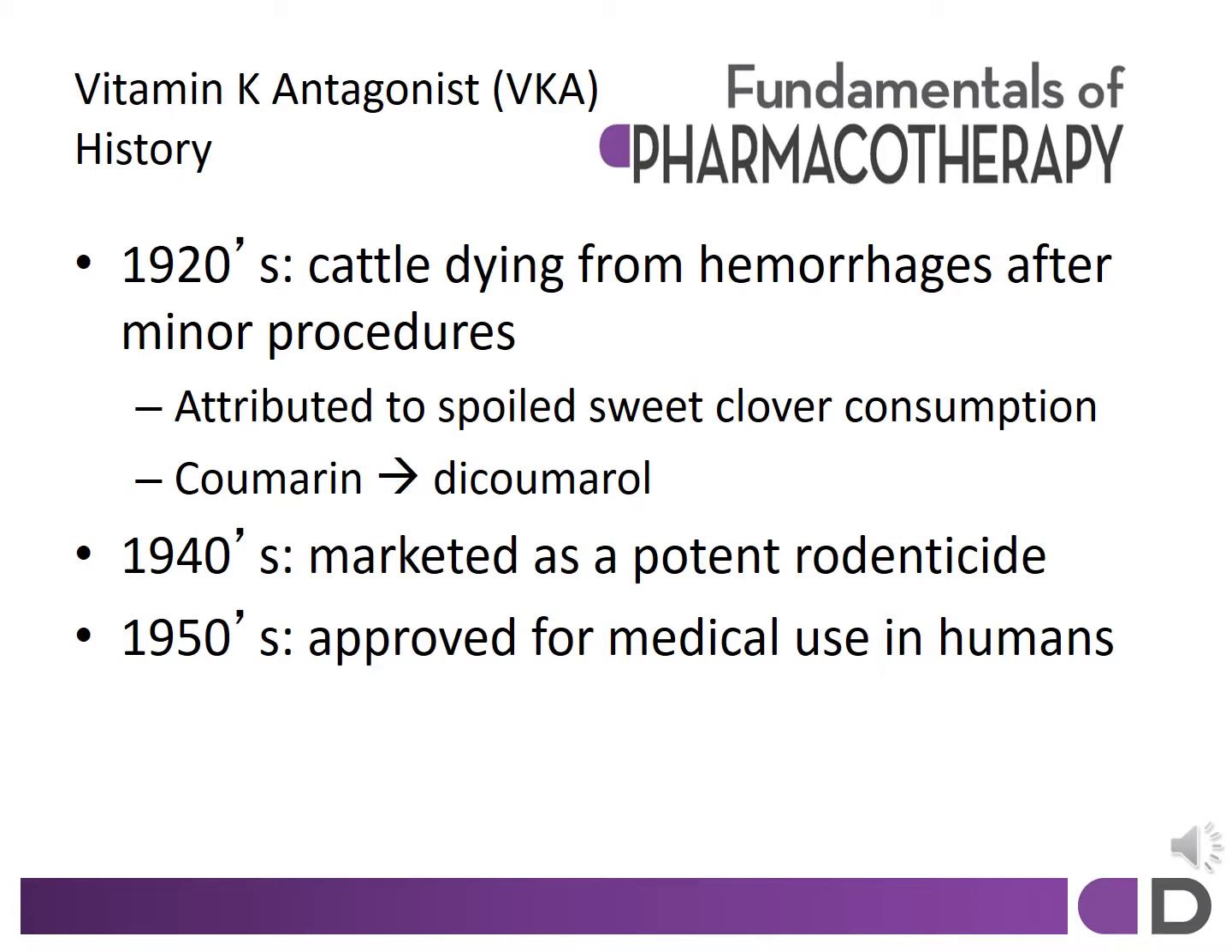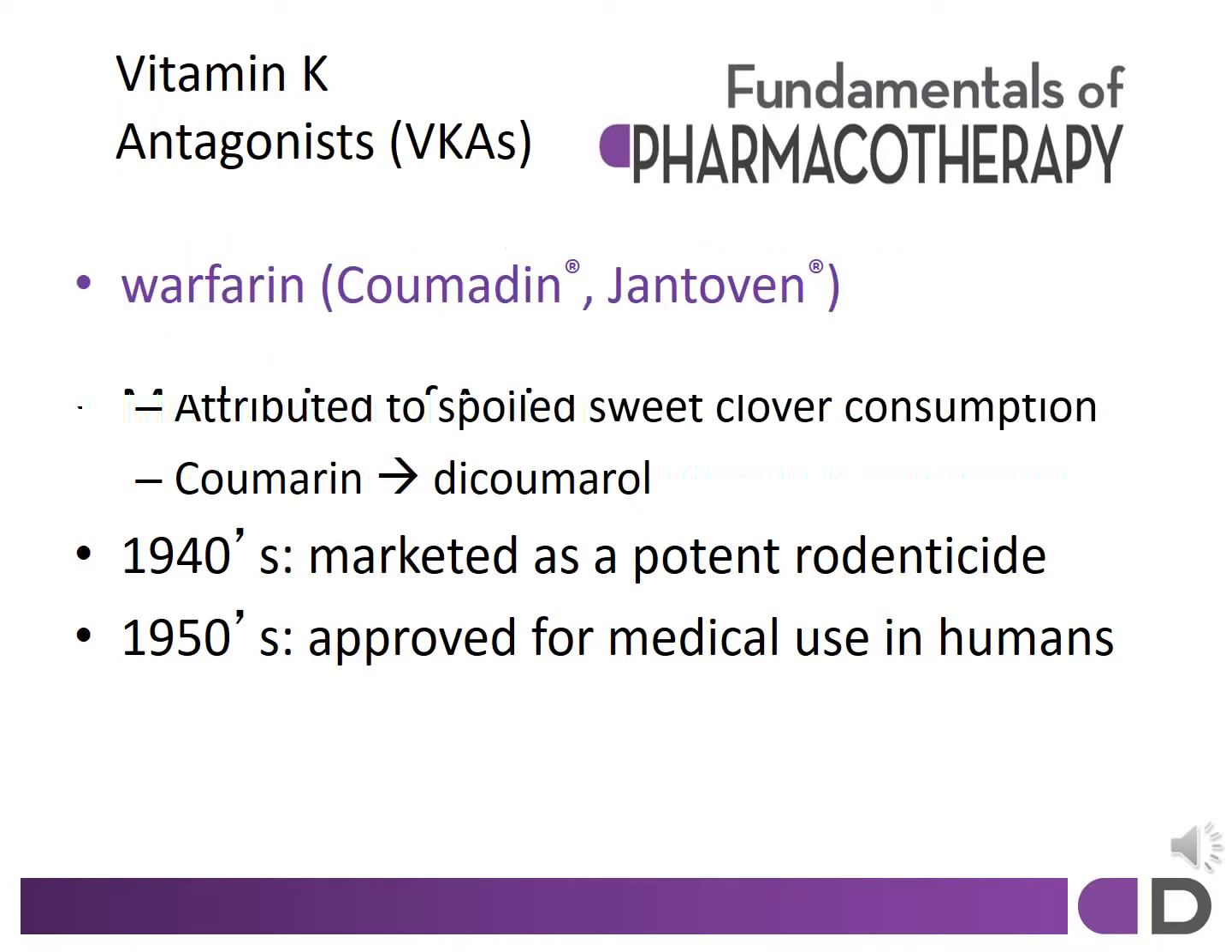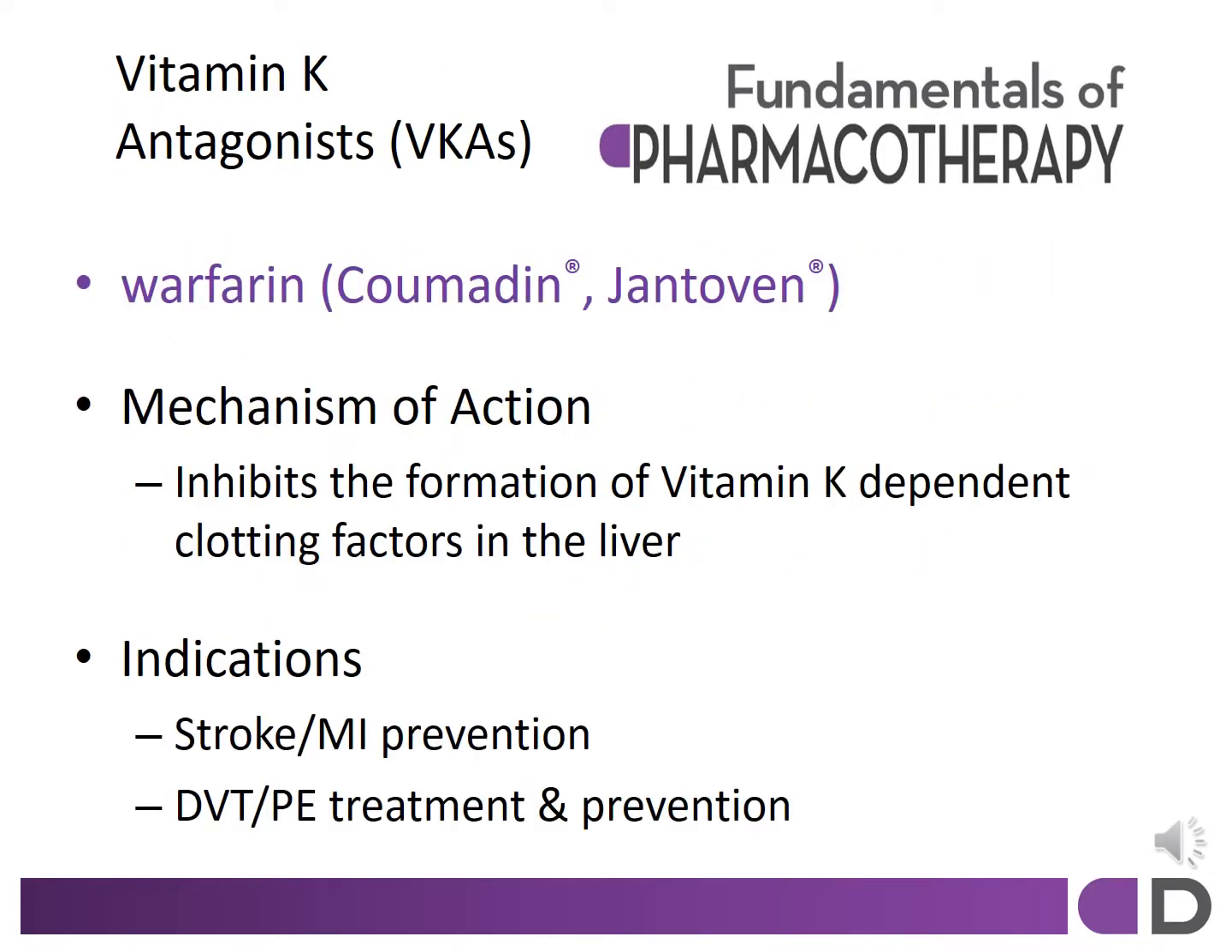So then in the 1940s, this dicoumarol was marketed as a potent rodenticide, and then it was approved for medicinal use in humans in the 1950s for the prevention of clots. For human use, this compound is marketed under the brand name Coumadin or Jantoven with the generic name warfarin. Warfarin works by inhibiting the formation of vitamin K-dependent clotting factors within the liver. It is used for stroke and MI prevention, as well as DVT and PE treatment and prevention.